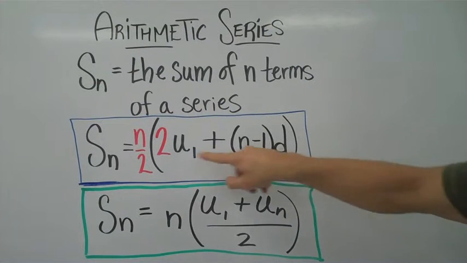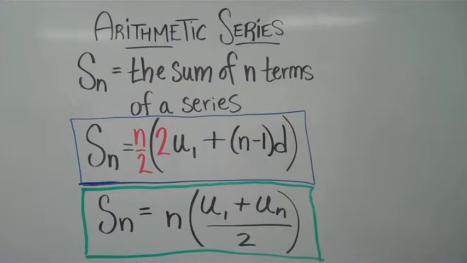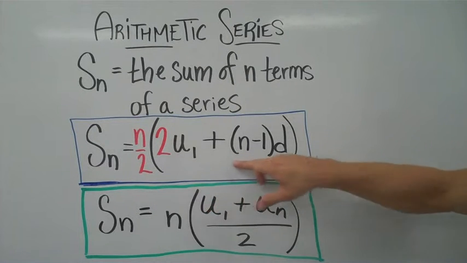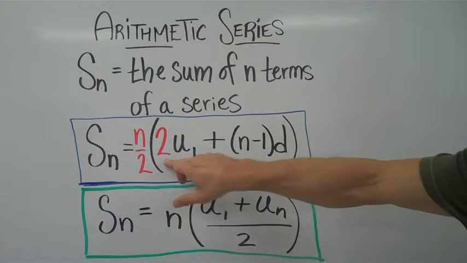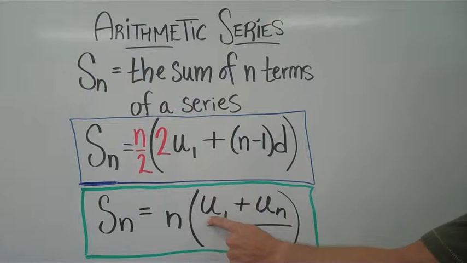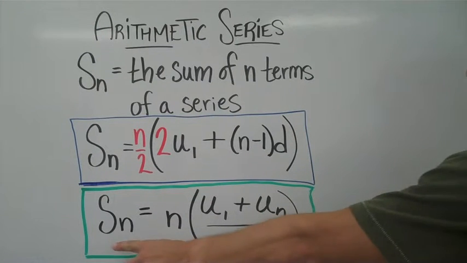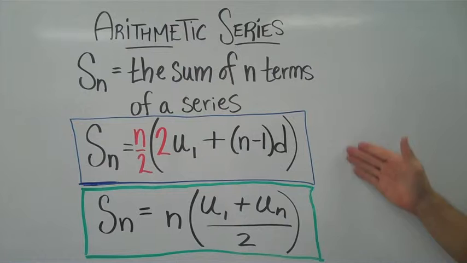While in red you have to multiply your first term times 2 and then multiply the whole thing by n divided by 2. But it's easy to remember. If you remember this formula, just tack on 2 times the first term, n over 2, outside. Alternatively, you can think of it like this. If you take your first term and your last term and take the average, you get the mean term. If you take the mean times the number of terms, that should give you the sum. So both of these are useful.